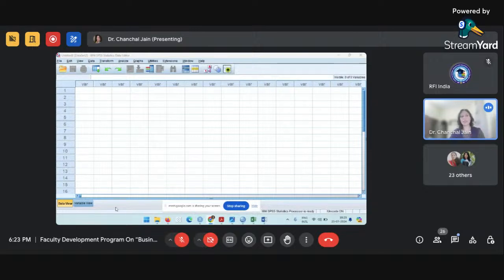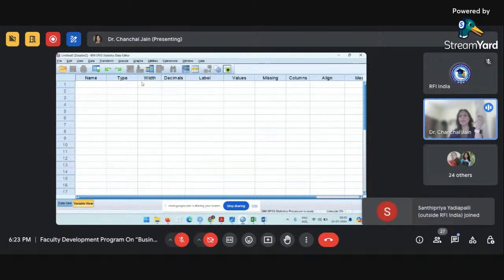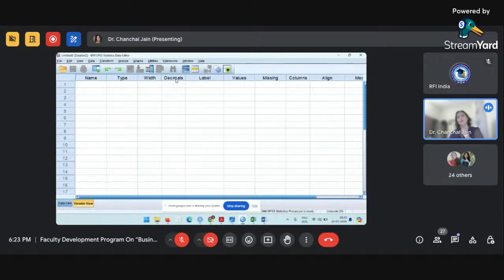When I click on the variable view, you can see the color of the button has changed, and it may show in yellow, orange or red color. So this is now the variable view. Here you can see there are certain labels above the columns. These are the headings of the columns, like name, type, width, decimals, etc. These are the parameters on which you need to define the name of your variable.